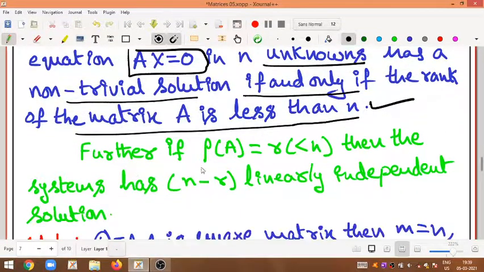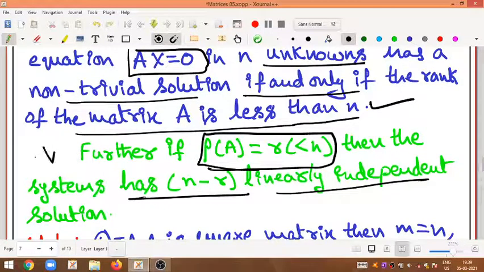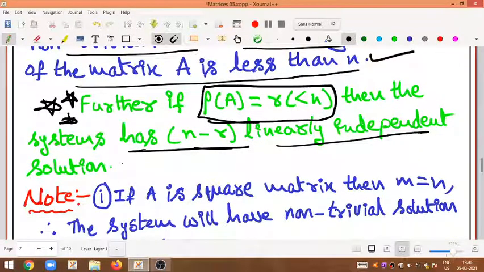Further, if the rank of A is equal to r, which is less than n, then the system has n minus r linearly independent solutions. This is very important for competitive level examinations. If the rank of A is equal to r, which is less than n, then the given system has n minus r linearly independent solutions. That is the most important one.